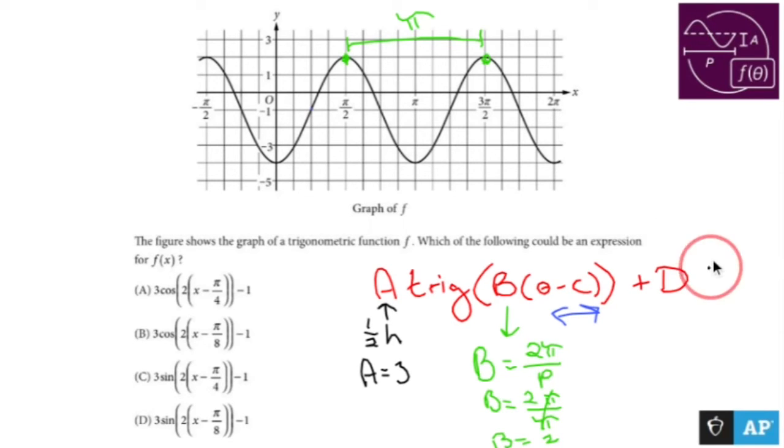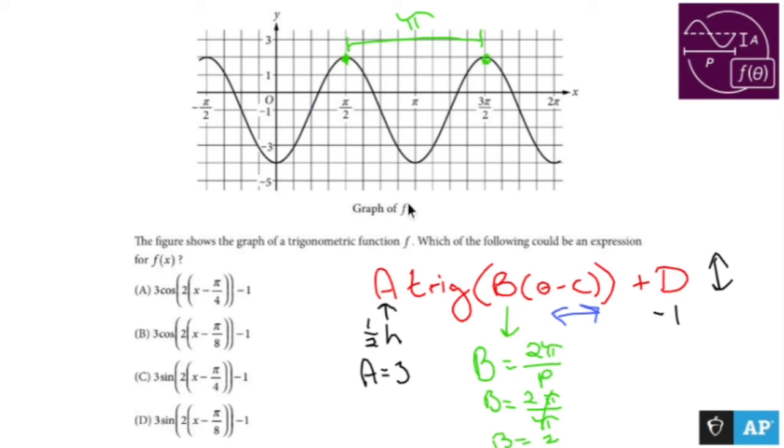D represents the vertical shift. In this case, if we're supposed to have everything exactly from -3 to +3, and we don't, and it looks like it's just shifted down 1, then what we're doing is moving everything down 1. So my D is going to be -1. So far, nothing is helping me. Nothing is helping me at all.